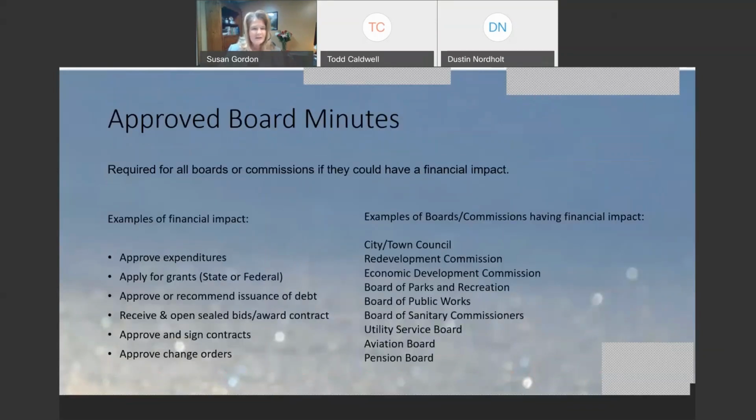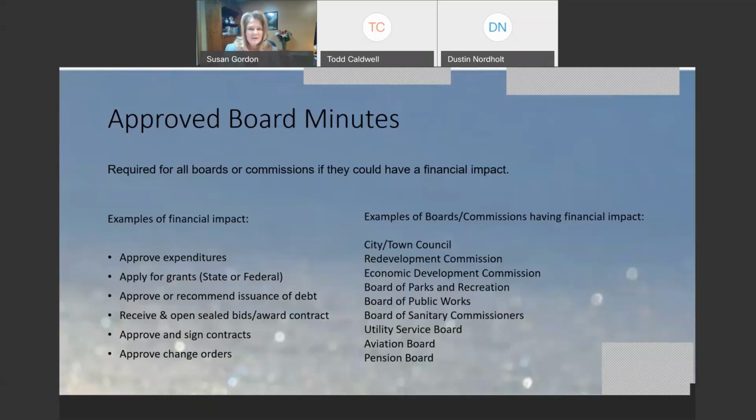The approved board minutes, nothing has really changed in that area. We do require board minutes for all boards or commissions that could have a financial impact. And we tried to define financial impact for you there as a board that approves expenditures or applies for grants or approves or recommends the issuance of debt, receives and opens sealed bids or awards contracts, approves and signs contracts, or approves change orders, or anything really that's similar to that. That would be a board or commission that has a financial impact.